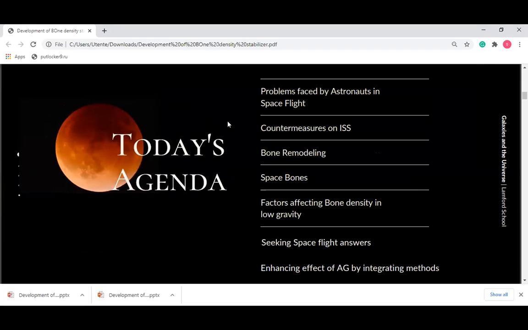The major problem is that the bones get less dense. Bones basically have two main structures. The outer part is known as cortical bone, and the inner part is trabecular bone, which protects the bone marrow. It's kind of a sponge thing.